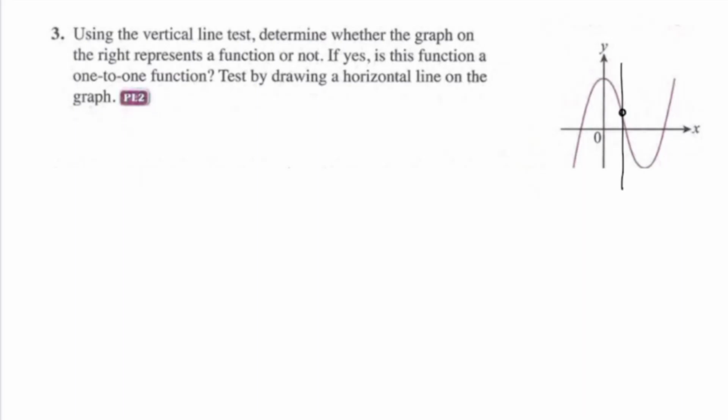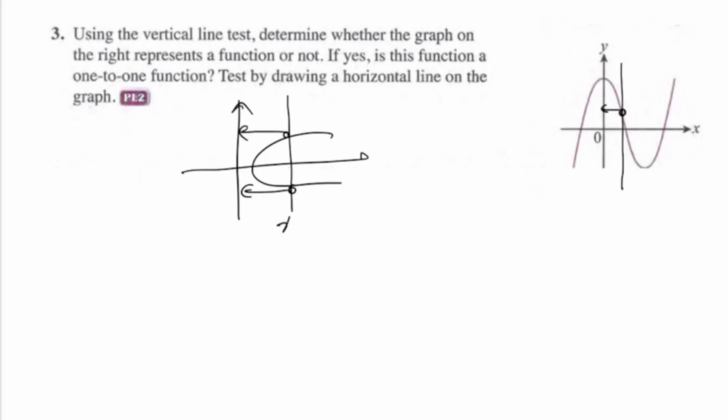If the line intersects the graph at one point, that means you have one image. Remember the definition of a function: every object must have one image. If it intersects at 2 points, for example, a classic example like this, you have a graph like this and you cut this way, it intersects at 2 points. So this object x will have multiple images, so it's not a function.